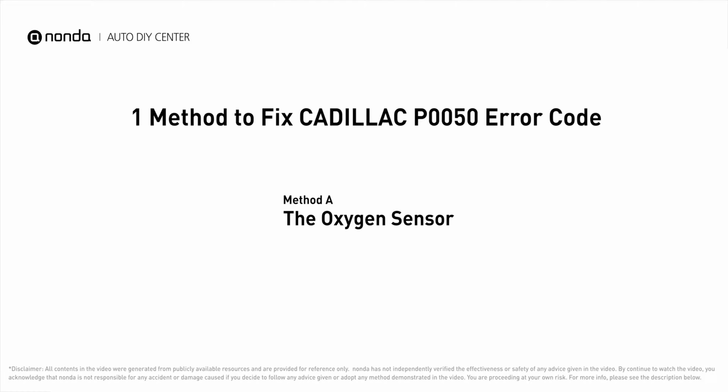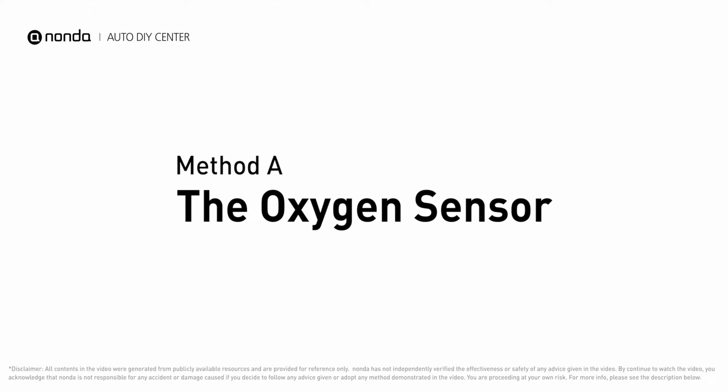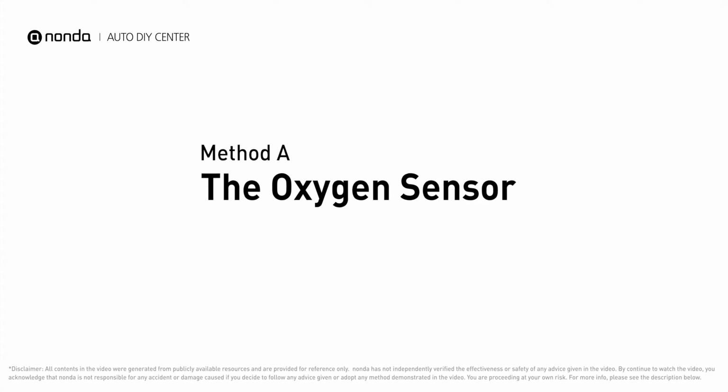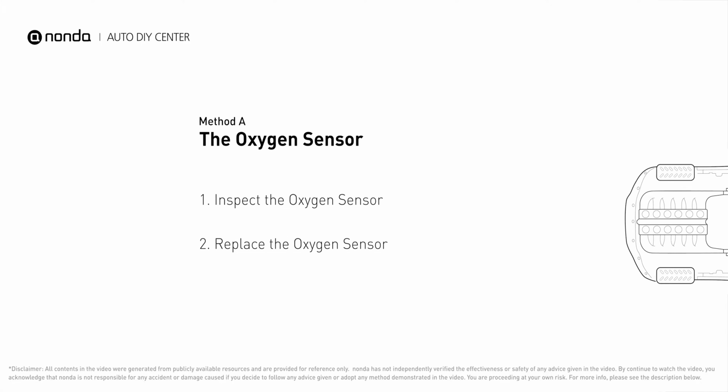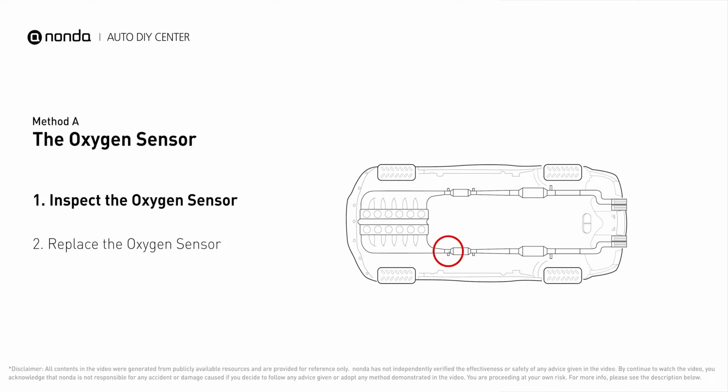Here is one of the most practical solutions to fix Cadillac's P0050 error code. Method A, the oxygen sensor. This oxygen sensor is located right before the catalytic converter. Bank 2 is on the side with the cylinder number 2. Sensor number 1 is usually the one in the exhaust manifold.